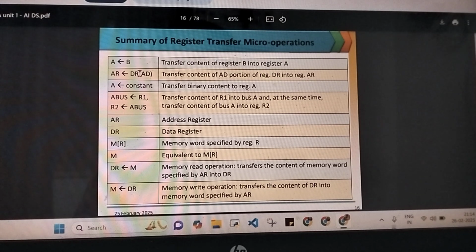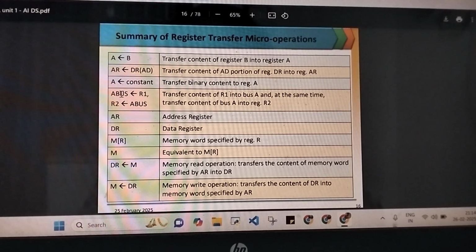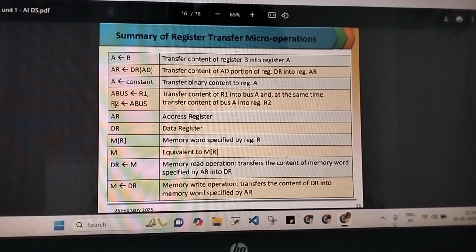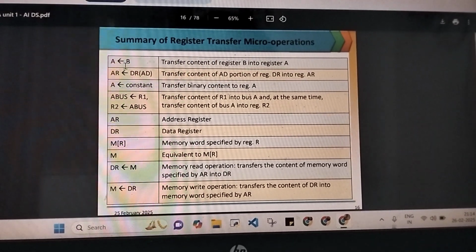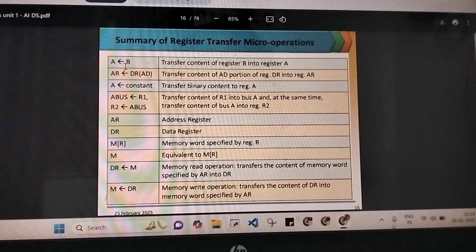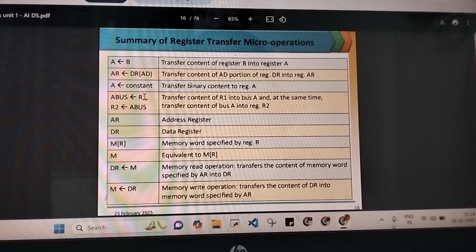And the third one is constant to A, so you're taking some constant and putting it in the register A. This one, you put the contents of R1 into ABUS and that of ABUS into R2. Note first of all that the names of the registers used here, A, B, ABUS, R1, R2, are all arbitrary. You can use X, Y, Z, anything, the only constraint being capital letters like we already saw. Coming back to this instruction, it just says you take R1 and put it in ABUS, and at the same time you put ABUS in R2. So you're shifting two registers.